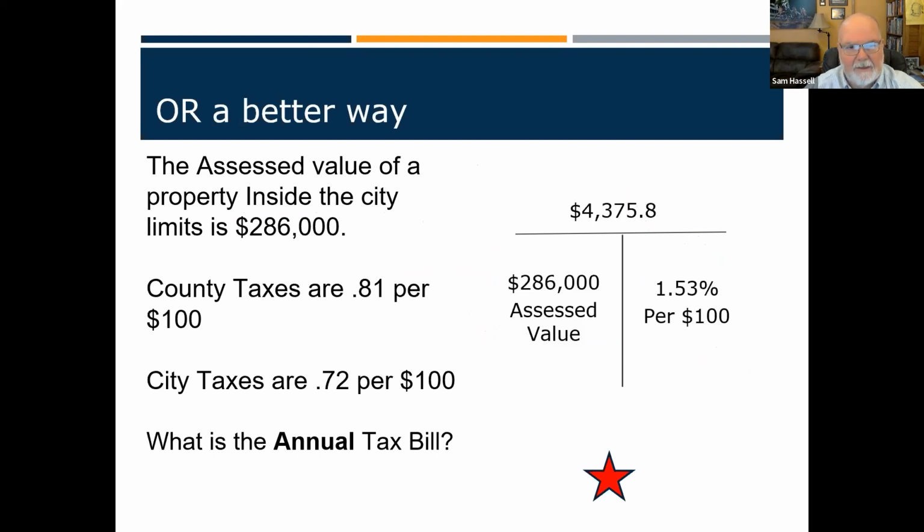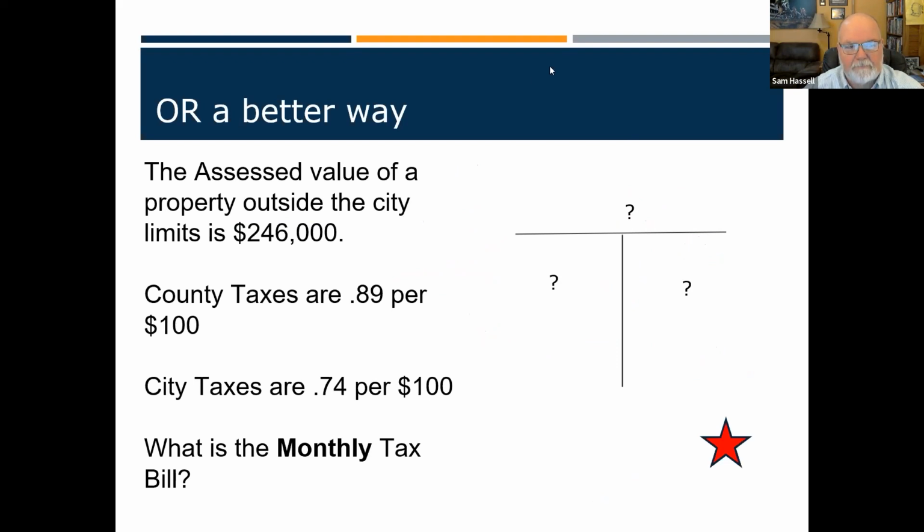And that's simply what we just did. All right. The assessed value of a property outside the city limits is $246,000. County taxes are 89 cents per 100. City taxes are 74 cents per 100. What's the monthly tax bill? What is the monthly tax bill?